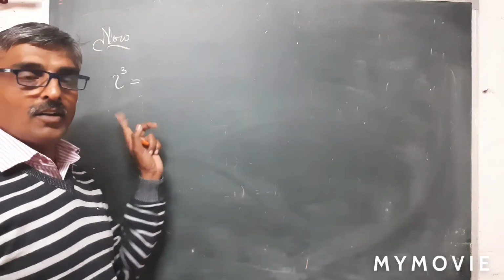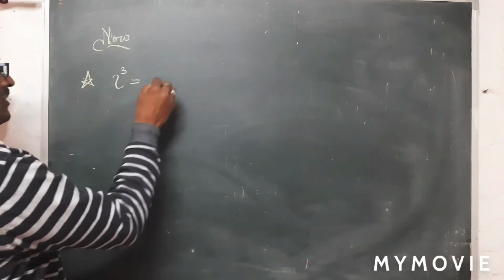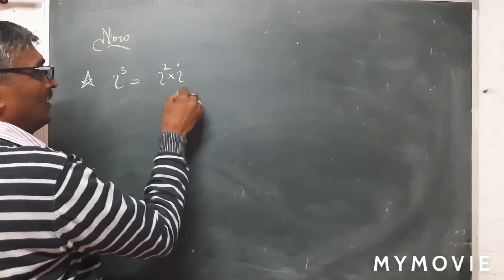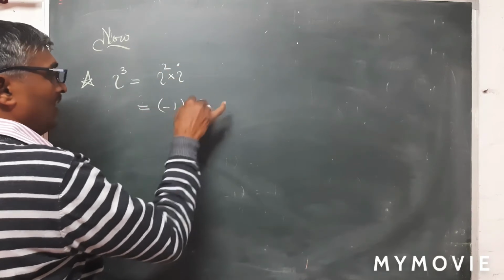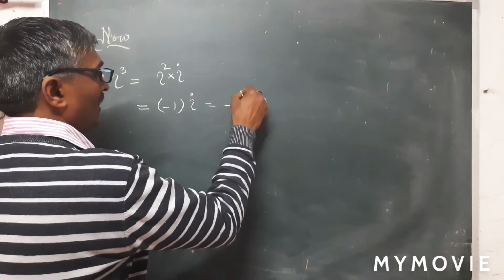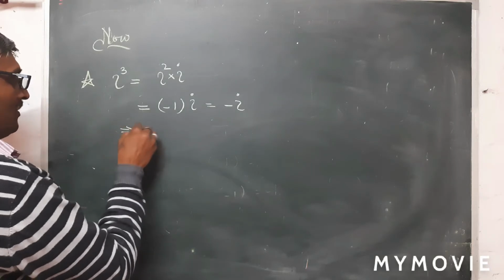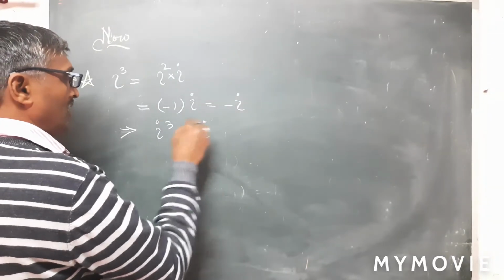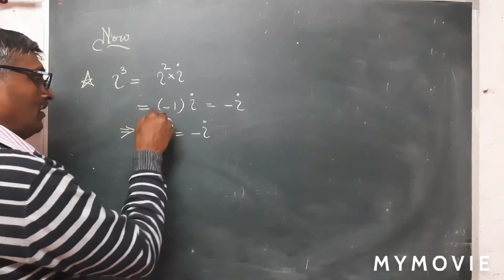Now iota to power 3 is equal to iota square into iota. Iota square is minus 1, so minus 1 into iota is minus iota. Which implies iota cube is equal to minus iota.